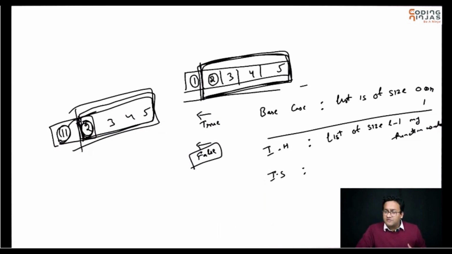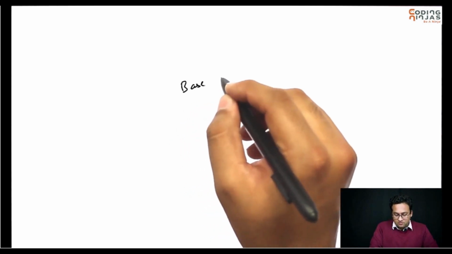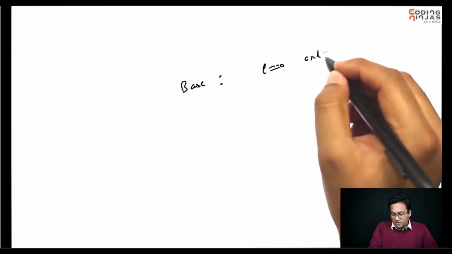This function will work fine because I am taking care of the base case, I am taking care of the induction step, and the induction hypothesis is going to work fine. Okay, let me quickly repeat our base case. Length is 0 or length is 1, return true.